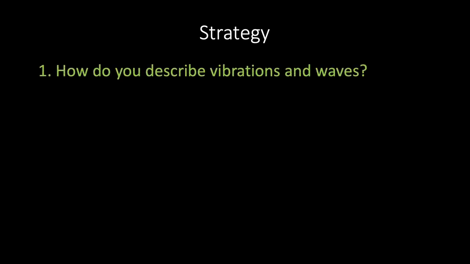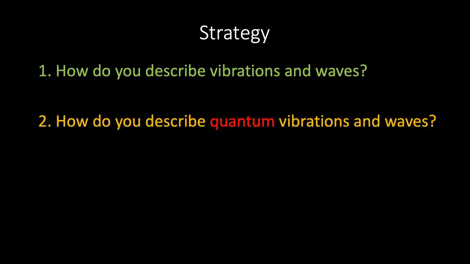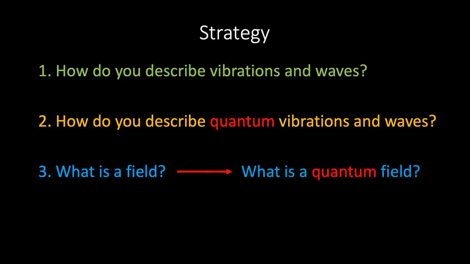In order to understand what a particle is, we're going to need a strategy. Firstly, we need to understand how to mathematically describe vibrations and waves. Next, we'll need to understand how quantum mechanics modifies our description of those vibrations and waves. Thirdly, we'll need to understand what a field is, and more specifically, a quantum field. And then finally, we'll be in a position to understand what a particle is according to quantum field theory.